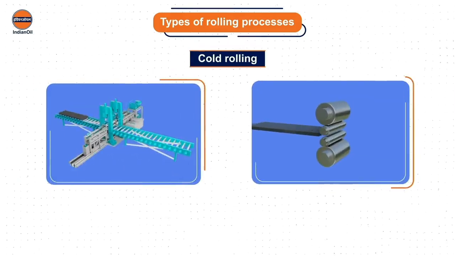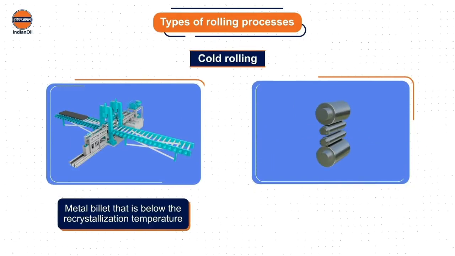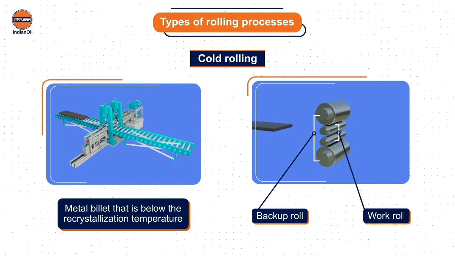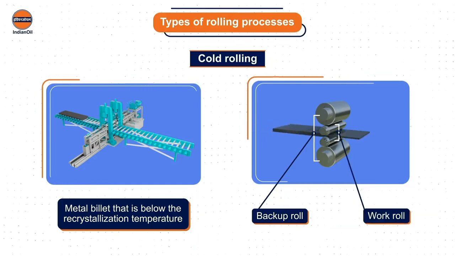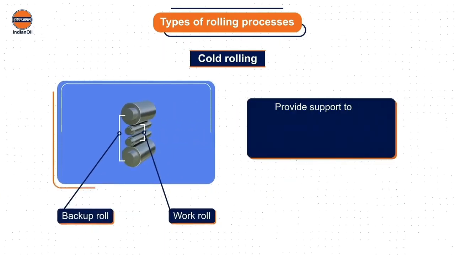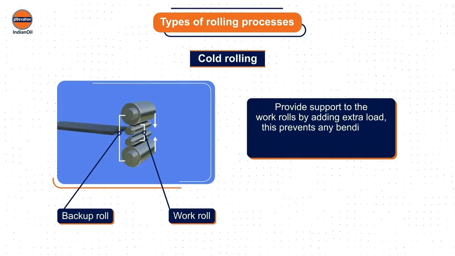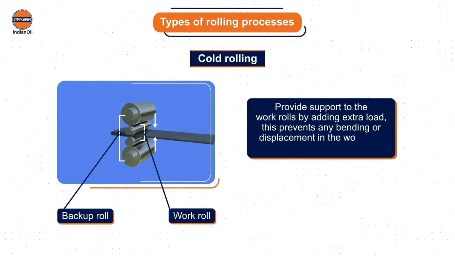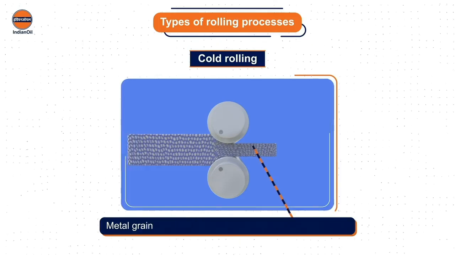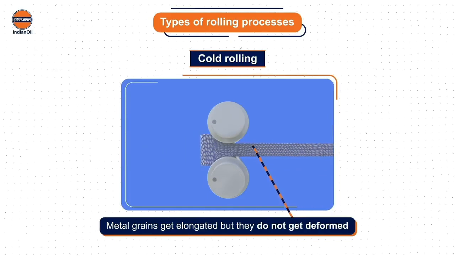In cold rolling, the metal billet that is below the recrystallization temperature is sent through a pair of backup rolls and work rolls. The billet passes through the work rolls. The backup rolls provide support to the work rolls by adding extra load. This prevents any bending or displacement in the work rolls during the process. Here, the metal grains get elongated, but they do not get deformed.